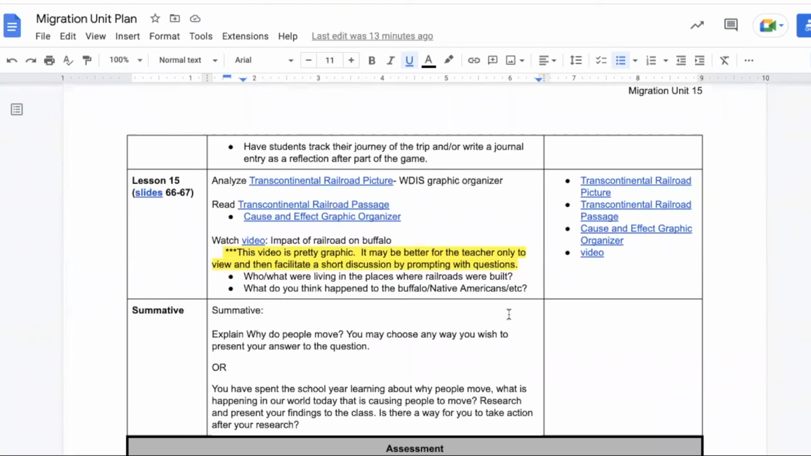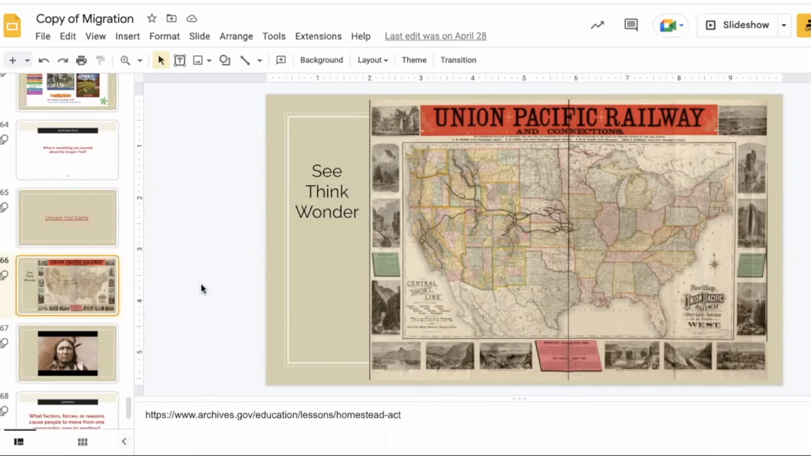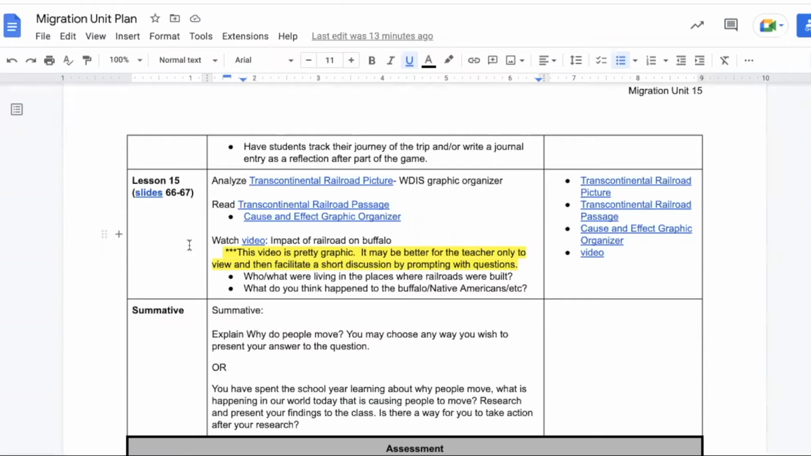Lesson 15 is about the Transcontinental Railroad. Students start by looking at this map and try to figure out what is happening. This moves into some reading about the railroad. There's a cause and effect graphic organizer, and then there is a video available on the impact of the railroad on Buffalo.